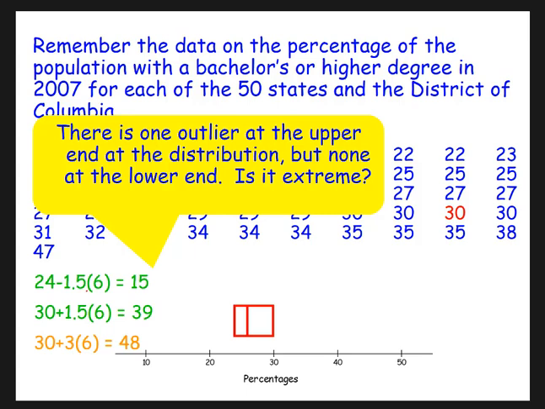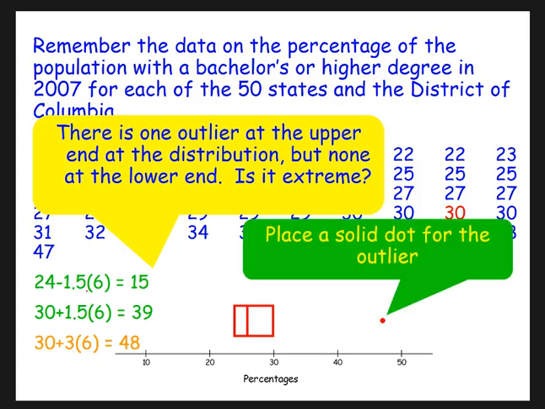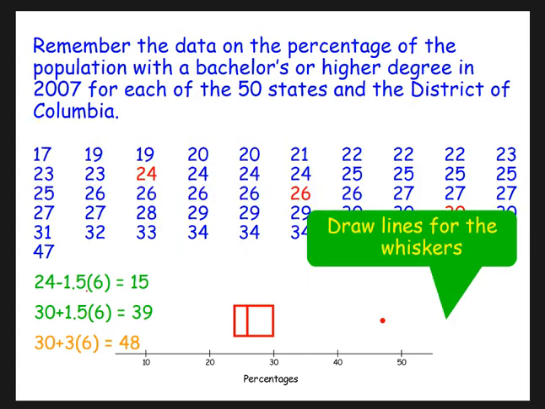If it was 3 times away, 3 times 6 is 18, so our upper quartile of 30 plus 18 is 48. Anything beyond that would be an extreme value. Since the 47 was an outlier, we're going to place a solid dot at 47 to mark it. Then we're going to trim our whisker.